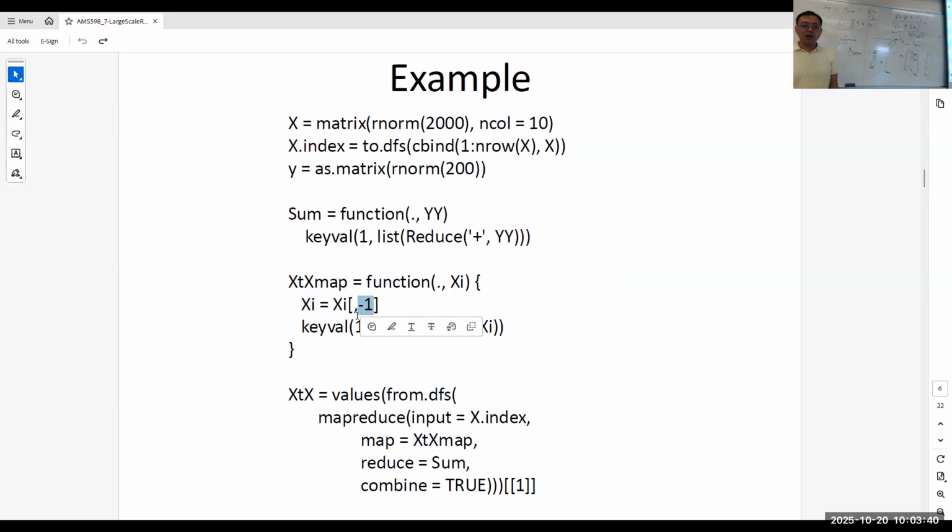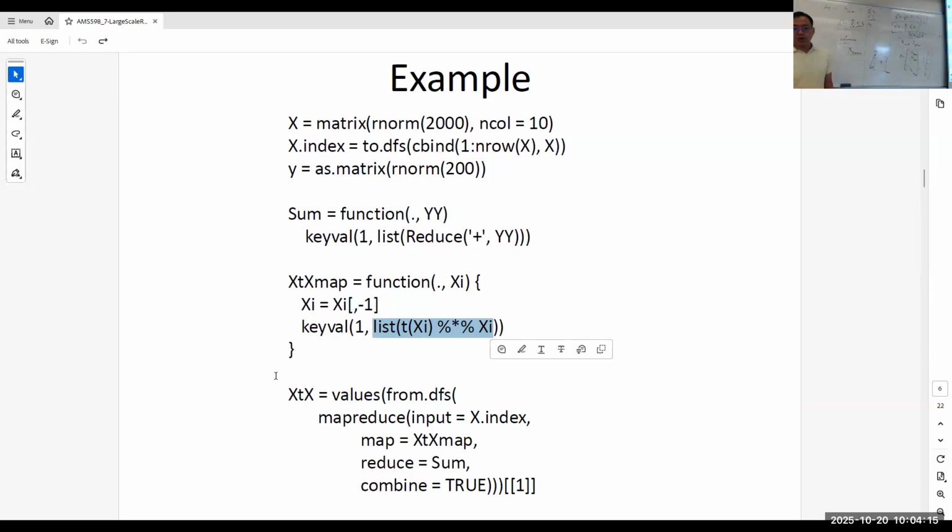But in R, -1 means remove the first column, because when I send this x to the distributed file system, this would be my column 1. So -1 here removes the index from the x, so I recover the original x matrix. Now for the key-value pairs, I'm just doing the transpose of xi times xi. So I'm doing this computation.